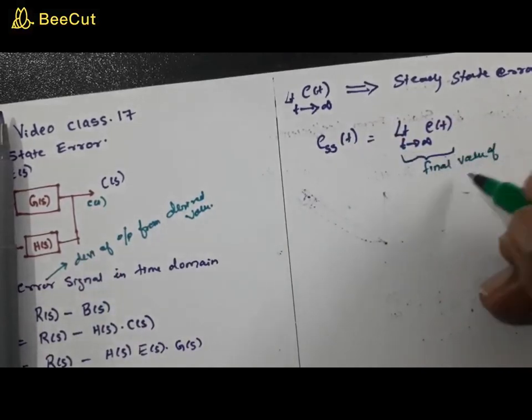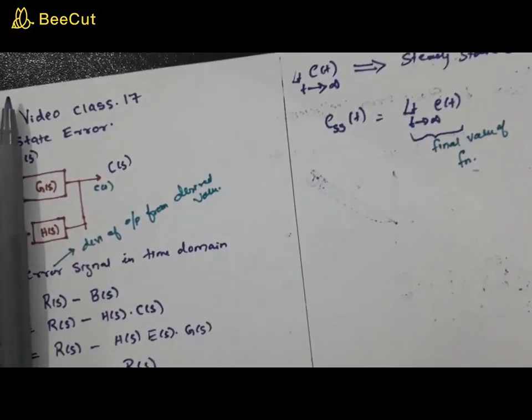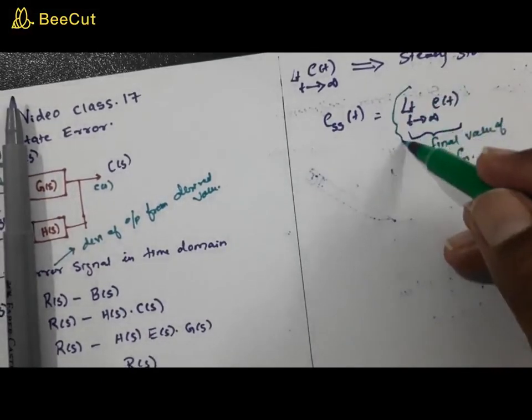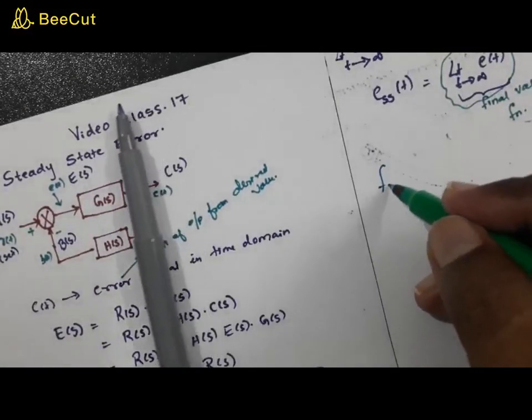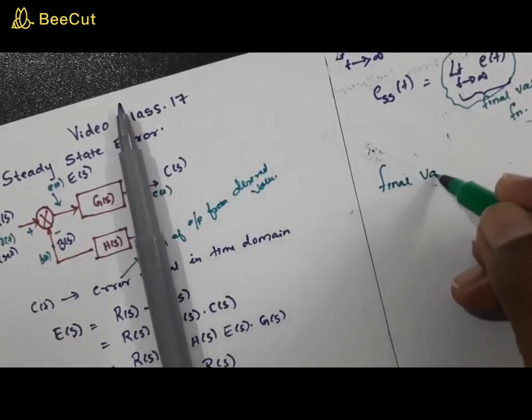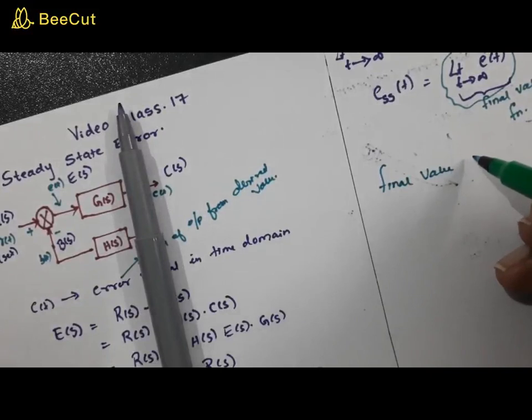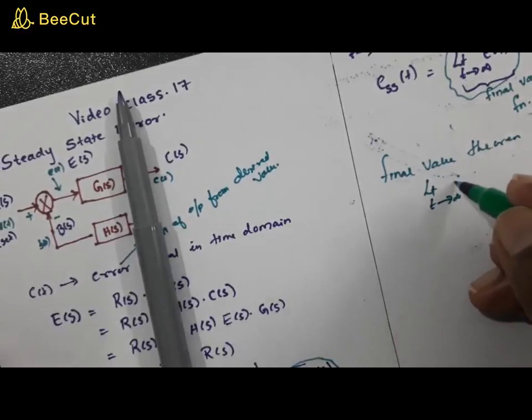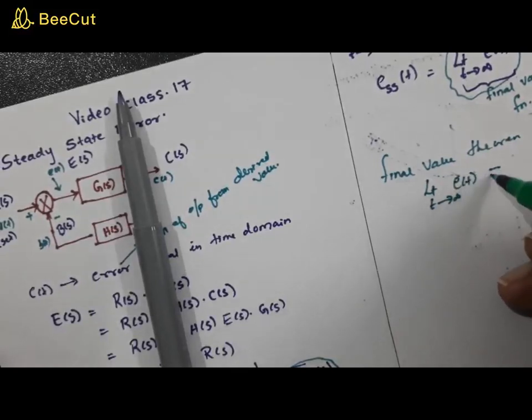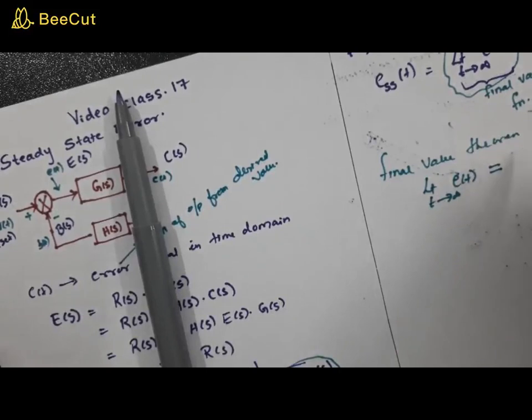Okay, now the final value of a time domain function. How to evaluate this? If you have this, you have something called the final value theorem. You might remember from signals and systems that the final value theorem states that the limit as t tends to infinity of e(t) is equal to the limit as s tends to 0 of s times E(s).